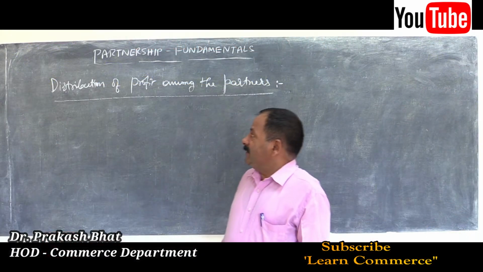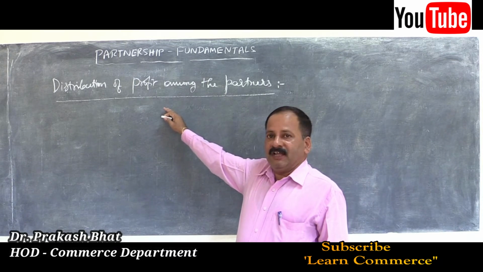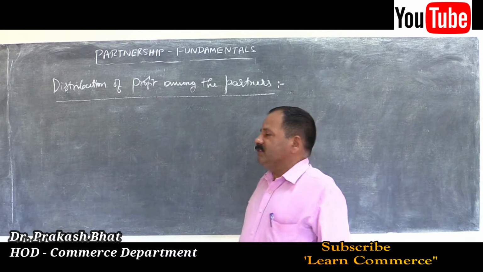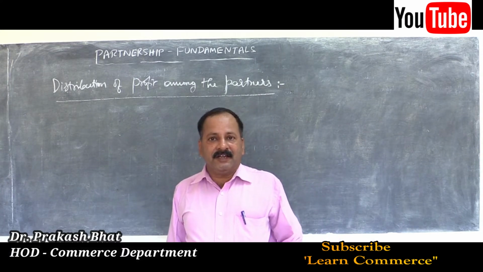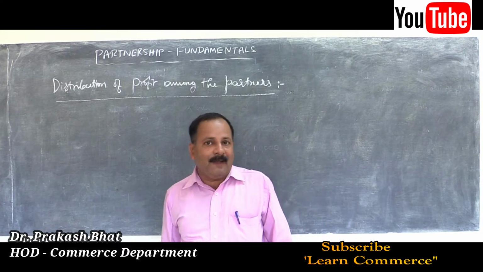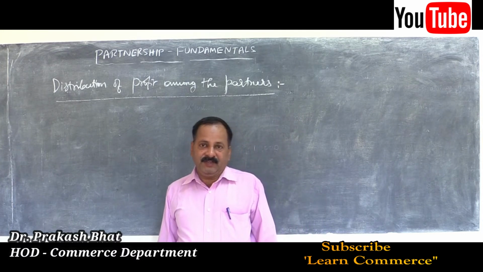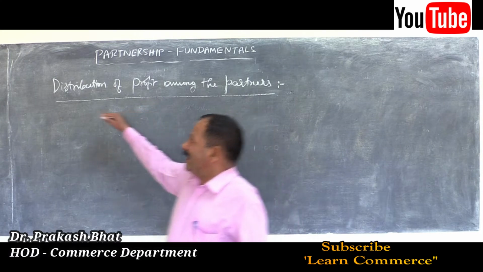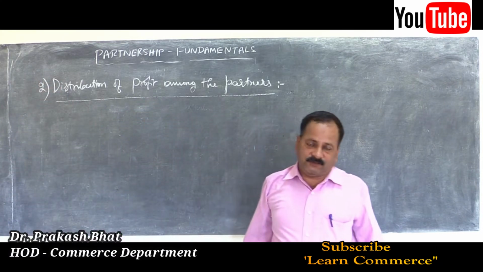Yes, now let us know the second part. First part I already explained, that is maintenance of capital accounts of partners under two methods: fixed capital system and fluctuating capital system. Now we'll move on to the second part, that is distribution of profits among the partners.